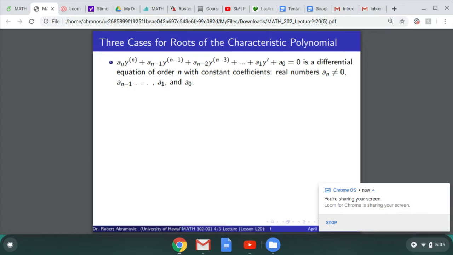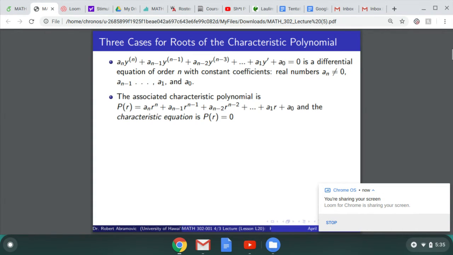We have a linear homogeneous differential equation with constant coefficients. It has order n, meaning the coefficient of the nth derivative is non-zero. All these coefficients are real numbers. We construct an associated characteristic polynomial and the associated characteristic equation, setting the characteristic polynomial equal to 0. There are three cases for the roots of the characteristic polynomial.